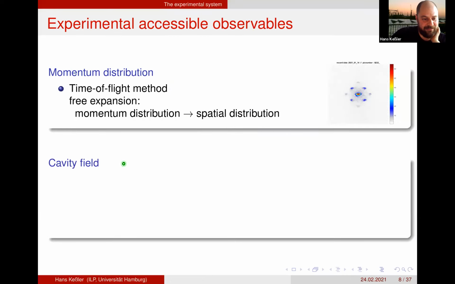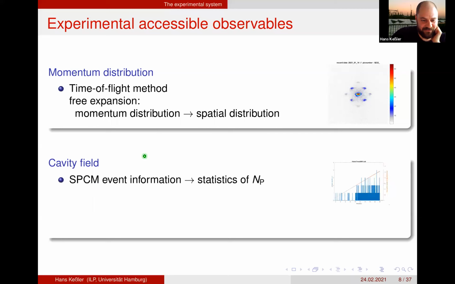Luckily, we are working with a cavity. So the cavity light field gives us another way to extract information from the system. For example, as I told you, the mirrors are not perfect. We put there a single photon counting module which detects the photons. Here is typical data, and each blue bar is something like a click, as most people say. So it is the detection of a single photon. And this event information gives us access to the statistics and the number of photons inside the cavity.